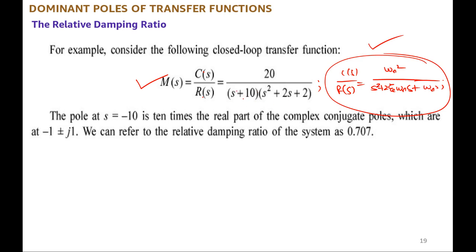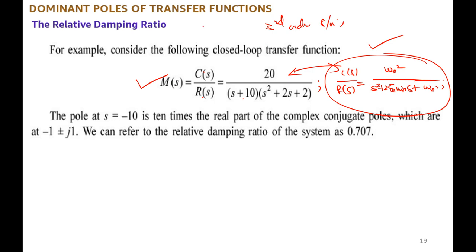But observe here, we cannot compare because this is third order. If I multiply (s + 10) into s², I am getting s³. So I cannot compare this closed loop transfer function with the standard second order system. So what to do? The highest power of s is 3. This is a third order system. We don't know the behavior of third order, fourth order, fifth order systems and so on.